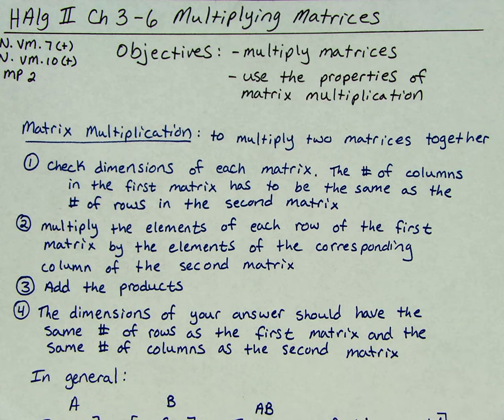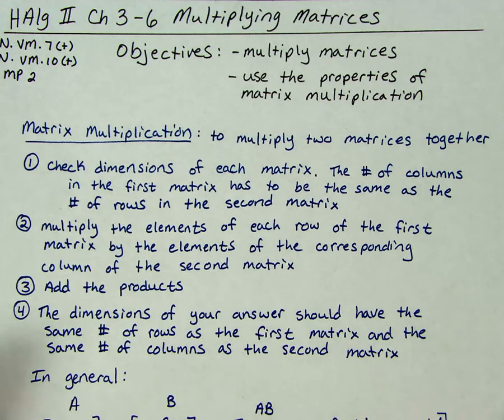The first thing that we're going to do is check the dimensions of each matrix. The number of columns in the first matrix has to be the same as the number of rows in the second matrix. If that happens, then we're going to multiply the elements of each row of the first matrix by the elements of the corresponding column of the second matrix, and then we're going to add those products. The dimensions of our answer should have the same number of rows as the first matrix and the same number of columns as the second matrix.